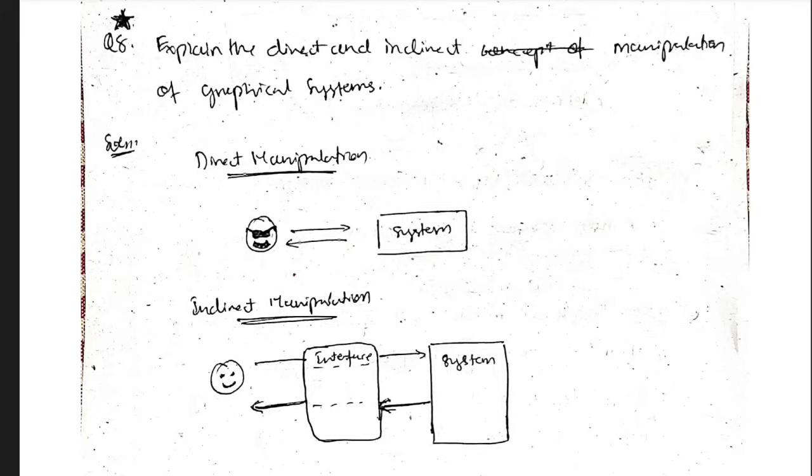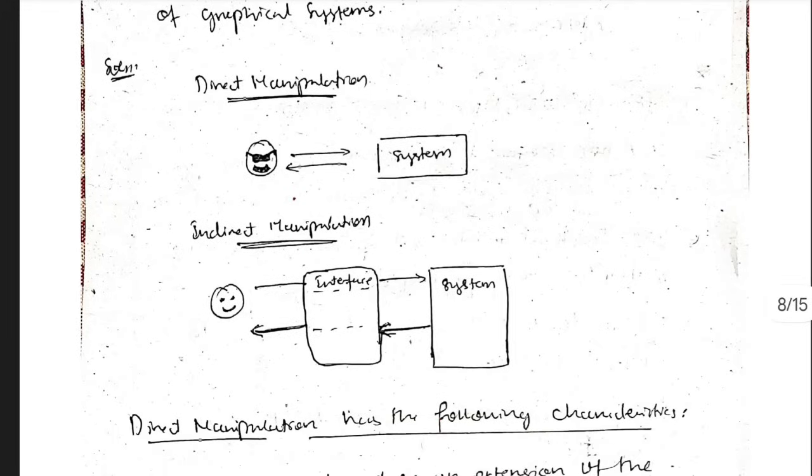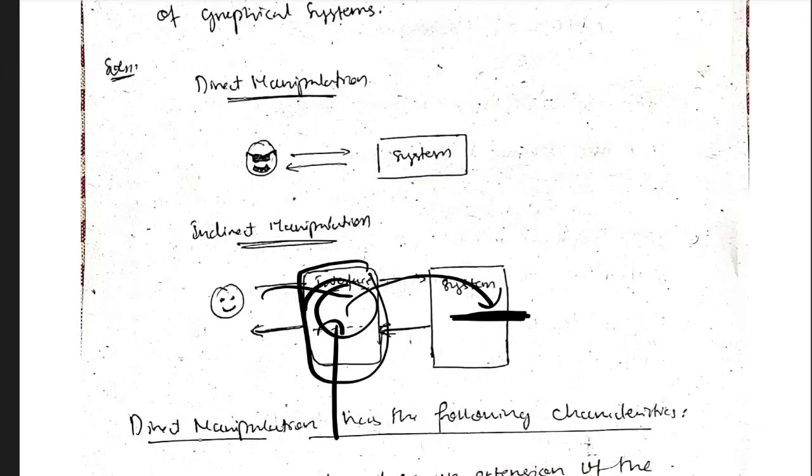Manipulation means just selecting and doing the task. Indirect means you will have an interface in which the buttons and icons will be there. You will interact with the icons, and that will be mapped to the system's features. There the changes will happen, and that will be reflected back in the icon, which you will see. That is called indirect manipulation.